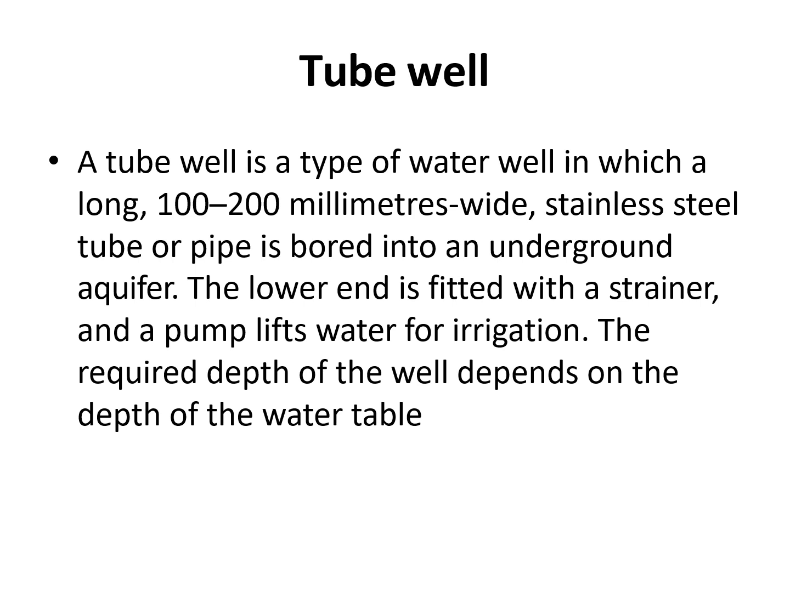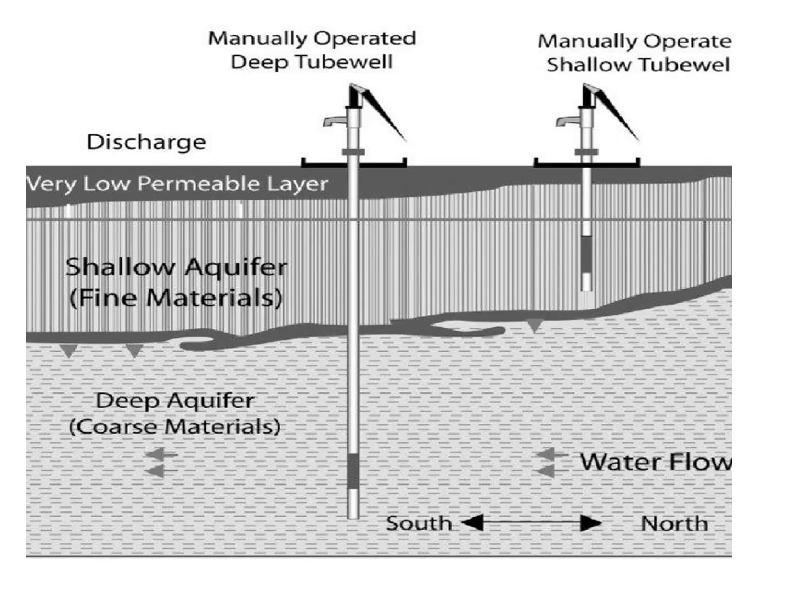Then tube wells. The tube well is very long to collect the water. The width of the tube wells is 100 to 200 millimeter. It is like a stainless steel tube or pipe. It depends upon the water table depth. The collection of water is of two types, one is manual, the other one is deep tube or shallow type.